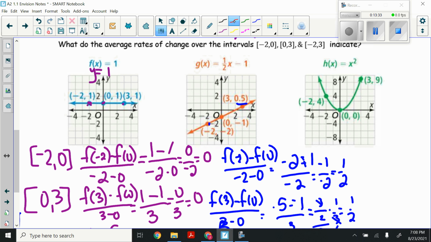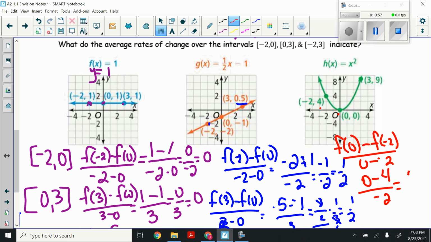So again, we're going to do -2 to 0. So I'm going to do f of 0 minus f of -2 over 0 minus -2. And f of 0, so when x is 0, my y is 0. So I have 0 minus, when x is -2, my y is 4. So 0 minus 4 over 2. -4 divided by 2 turns to -2. So on this interval right here, my parabola has a slope of -2. That's what that's telling me.